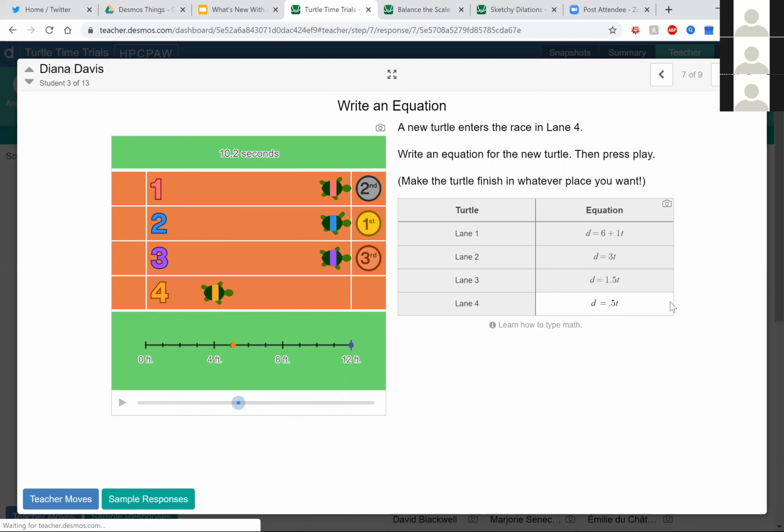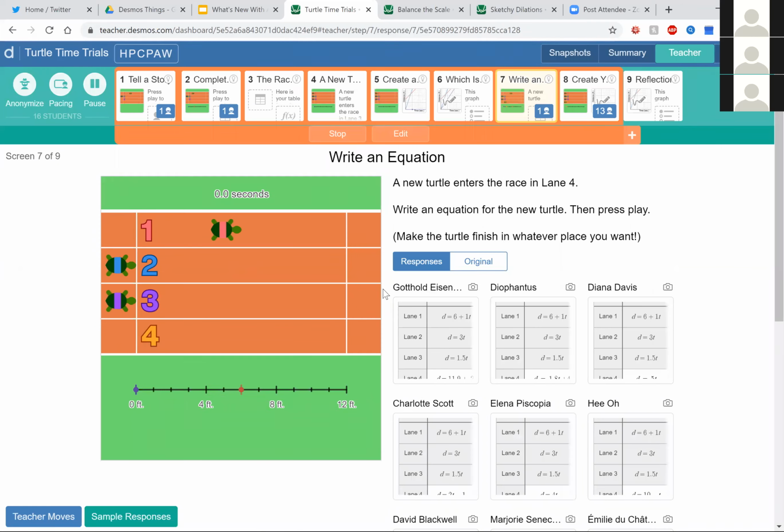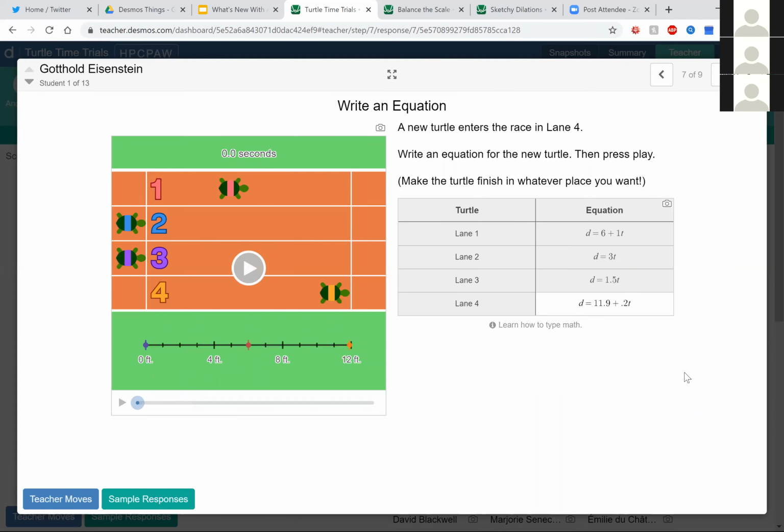But it's fun to look at some other people's equations. Here comes Goodholds again. He gave me a kind of cool equation here. 11.9 plus 0.2t. What's going to happen when we do Goodholds here? There it is. That little turtle's going really slow and just barely made it. But he started at 11.9. We gave him quite the head start.